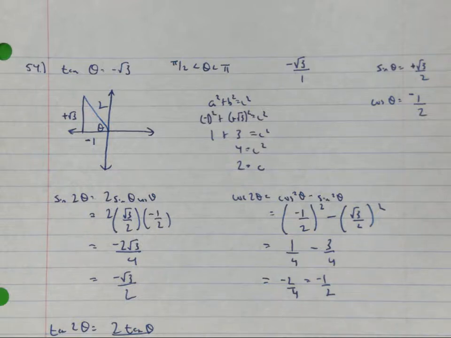Now I did my sine 2 theta, my cosine 2 theta. Sine 2 theta gave me 2 times root 3 times negative 1 is negative 2 root 3 over 4. Simplify the 2's. Here, plug that in. Negative 1 half squared is 1/4. 1 half times 1 half. Square root of 3 squared is 3. 2 squared is 4. That gives me negative 2/4, which is negative 1 half.